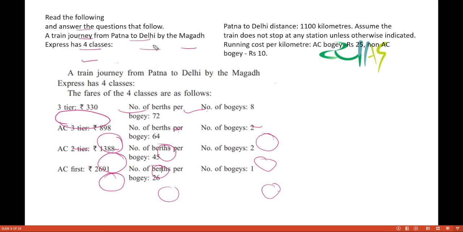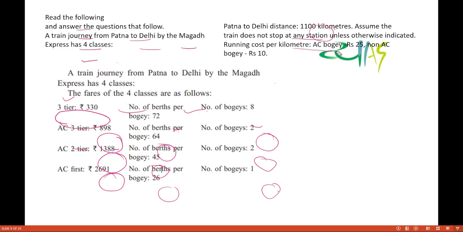A train journey from Patna to Delhi by Magad has 4 classes. So the fare of these 4 classes is given to you. The number of bogies is given, and the number of berths per bogie is given. Now let us see the question. Assume that the Patna to Delhi distance is 1100 kilometers.